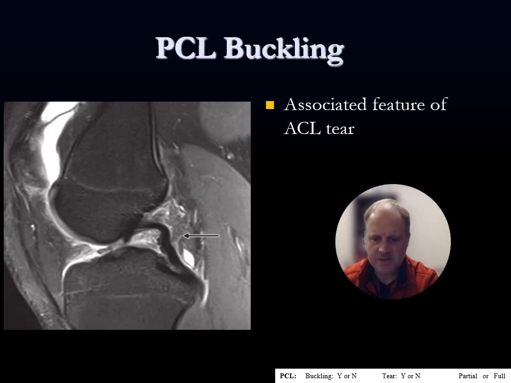PCL buckling is usually not a very important finding, but something that can be just described in the report. It can be an associated feature of ACL tear where it just has a more curved morphology than typical. And that is where I would leave the finding if you see it. You could say buckling of the PCL, but that's probably all you need to say.